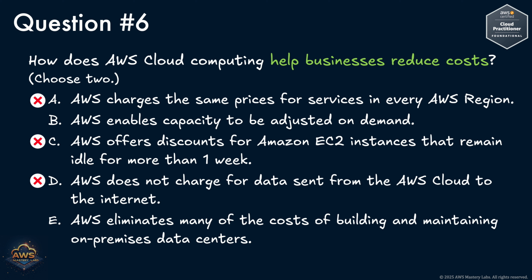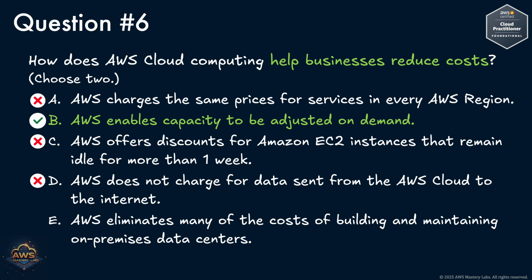Option D. AWS does not charge for data sent from the AWS cloud to the internet. This is also incorrect. In reality, data transfer out to the internet is chargeable and can be one of the more expensive parts of your AWS bill. The first GB per month might be free, but beyond that, charges apply. So this answer contradicts well-known billing behavior. Incorrect, because outbound data transfer is not free.